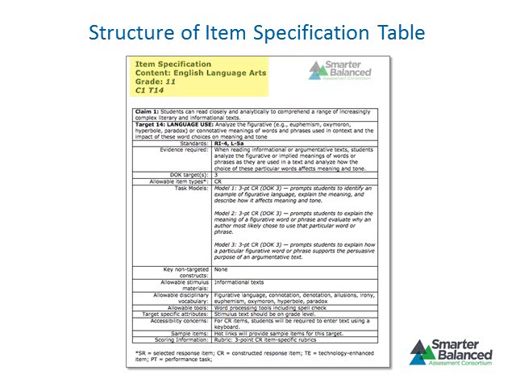The top portion of a table indicates the content area, grade, claim, and assessment target addressed by the table. In this example, the content area is English Language Arts, the grade is 11, and the table addresses Claim 1, Assessment Target 14. The first row restates the claim. The second row states the assessment target, and the third row indicates which standards are associated with the assessment target. All of this information is based on information provided in the content specifications.